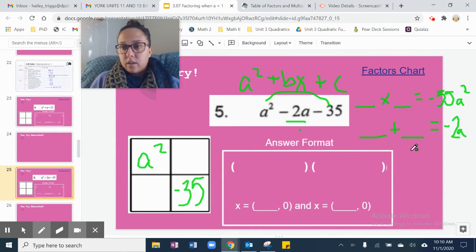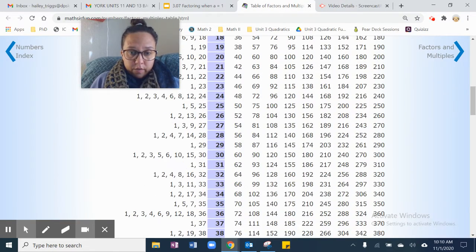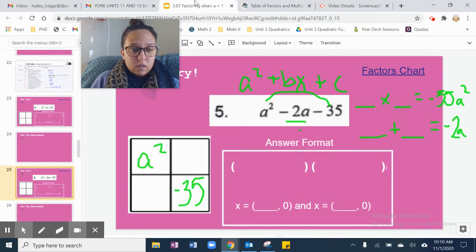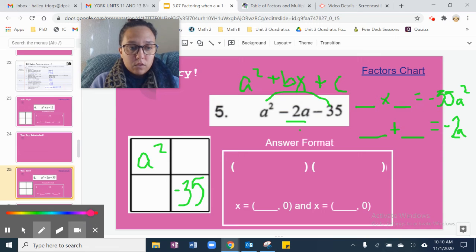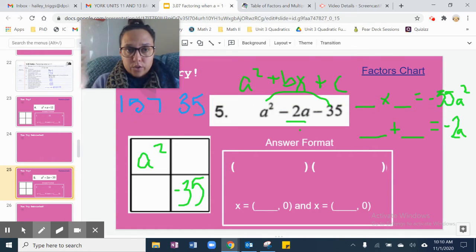All right, so we need to figure out the factors of 35. So the factors of 35 are 1, 5, 7, and 35. And we want to choose the two that will multiply to negative 35 and then subtract to negative 2, right? So negative 2. So which of these numbers are 2 apart? Hopefully you said 5 and 7.